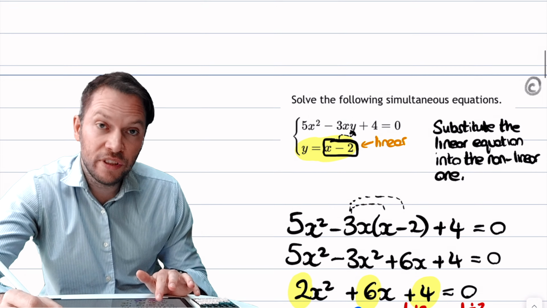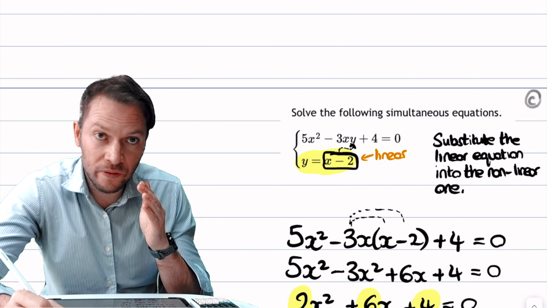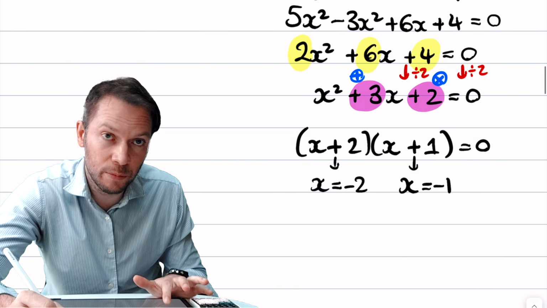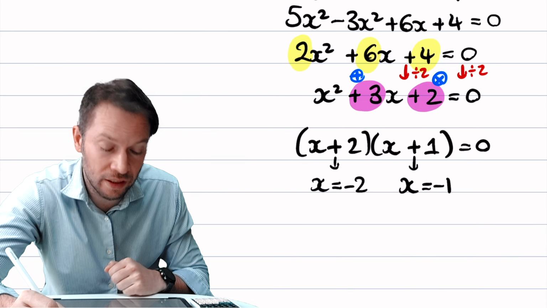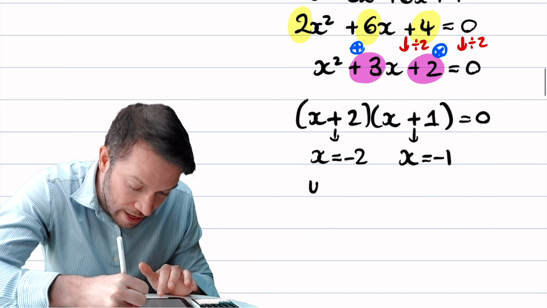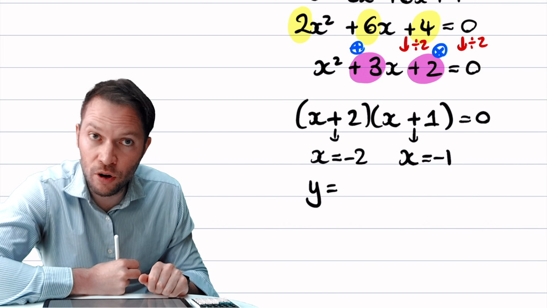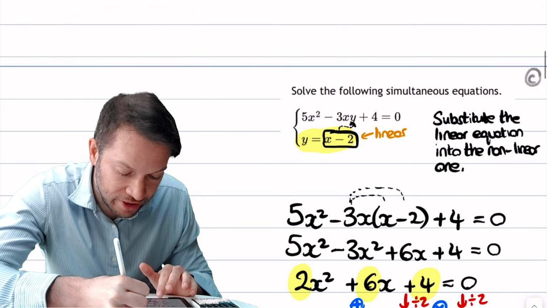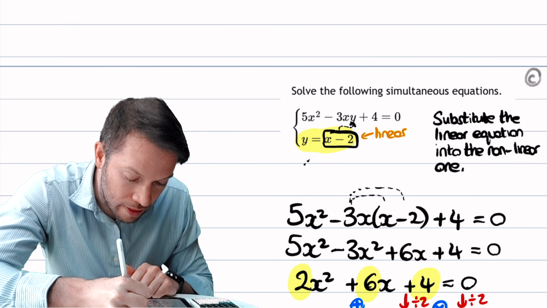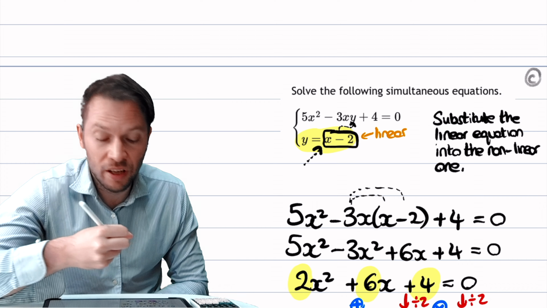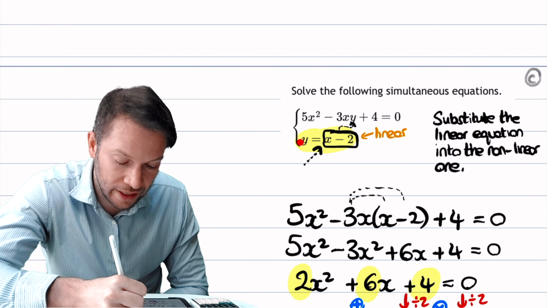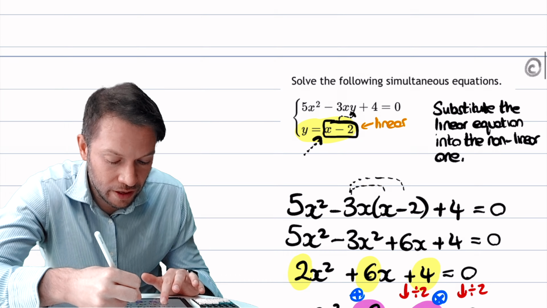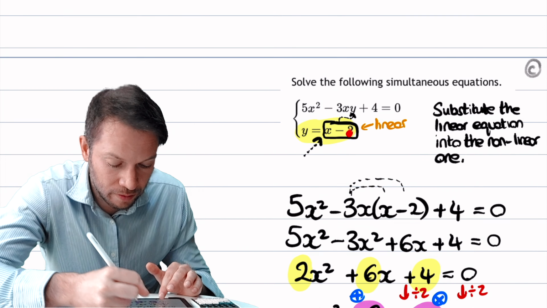Now, these are simultaneous equations. We need to find the values of x and y which work. So for each of these values of x that we found, we need to find the corresponding value of y. So when x is minus 2, what will be the corresponding value of y? Now, it's always easier to substitute your x's back into the linear equation because you can see y is the subject here, and it's just easier to substitute into something that doesn't have squares or things like that. So the y value is the x value minus 2.